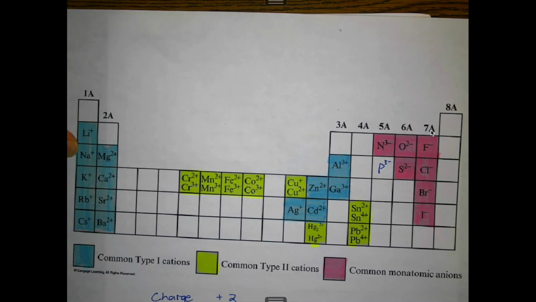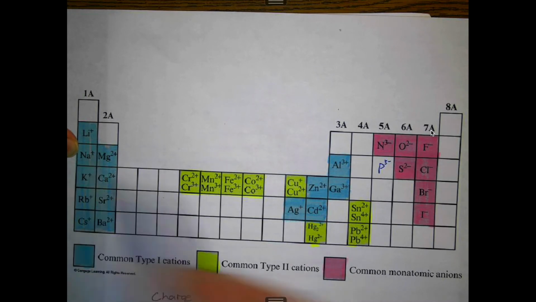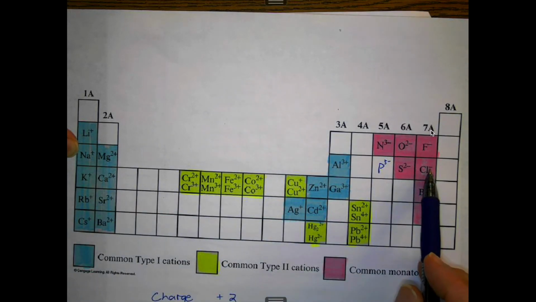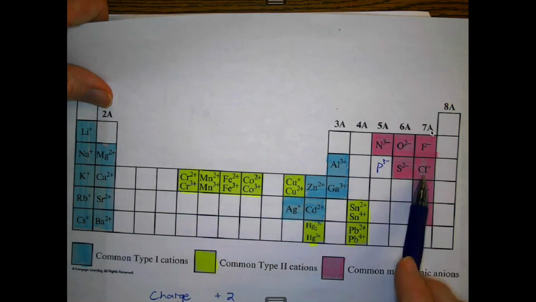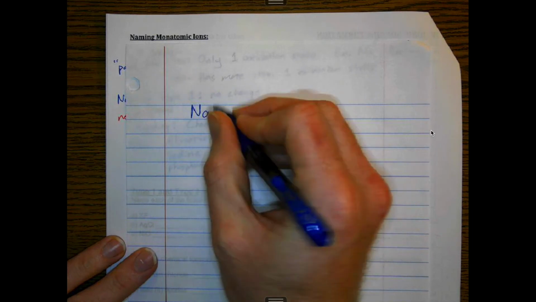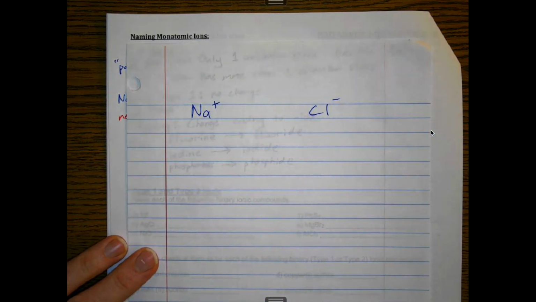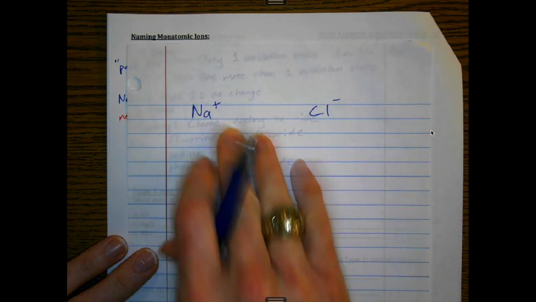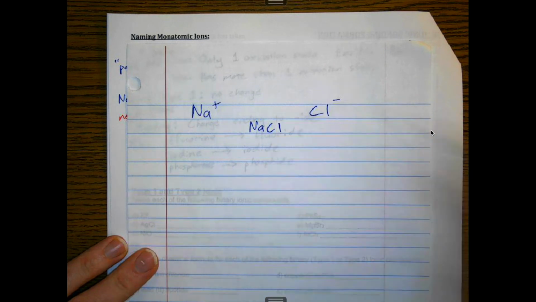But here we have sodium. We know it's in the first group. It's got a +1 charge. And then chlorine is in the 7th group, and it's got a -1 charge. So we'll say +1 and -1. So it's sodium plus and chlorine minus. The two of them are going to come together, formed by electrostatic attraction, and they're going to be NaCl.